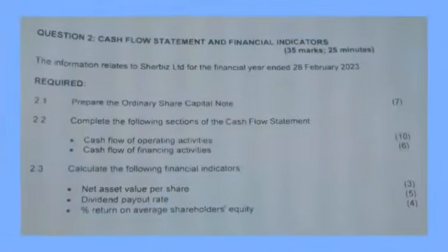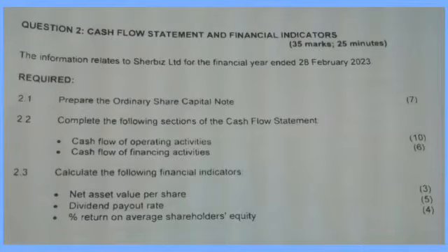We are in question 2 of the November 2023 paper 1, and it reads as follows. The information relates to Sharebase Ltd for the financial year ended 28 February 2023. Required 2.1 wants us to prepare the ordinary share capital note. Why? Because there is some information in there that we are going to use in our cash flow statement that we are just going to transfer from there to there. So it's easier if we start by preparing this note, and that's why it was required.